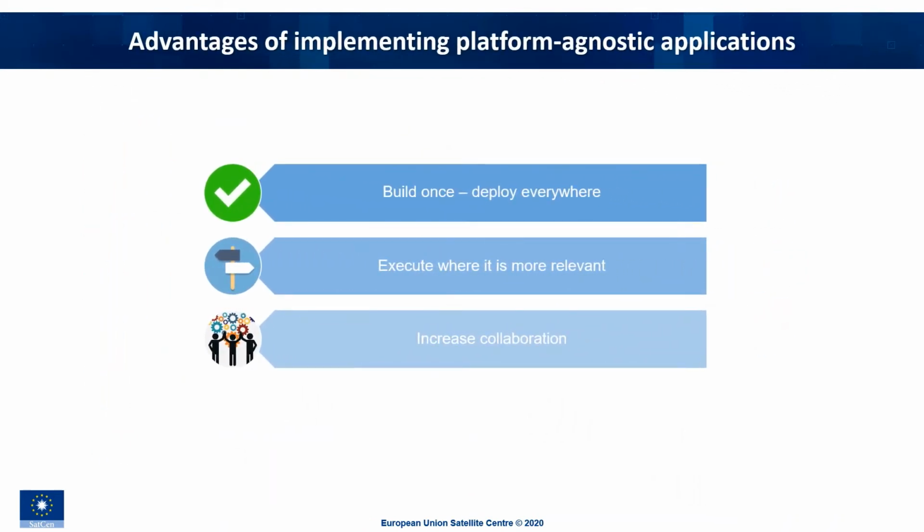The advantages of implementing platform-agnostic applications are: build once, deploy everywhere. It comes at practically no cost. It is possible to execute where it is more relevant, considering the data availability, the infrastructure cost, and specific agreements. It facilitates collaboration: share or commercialize your application to a wider market and users, and benefit from their feedback.